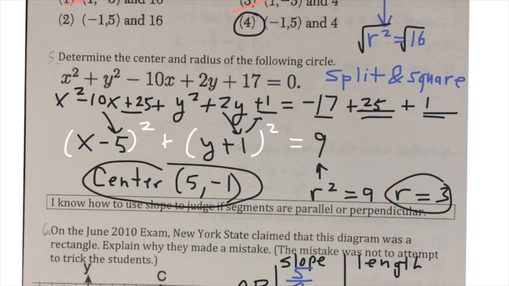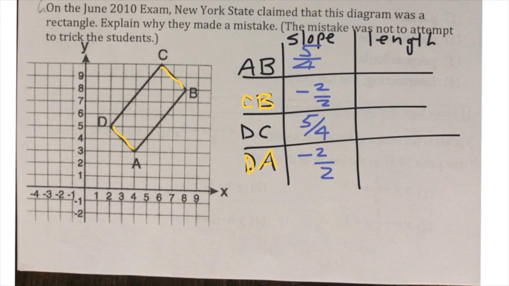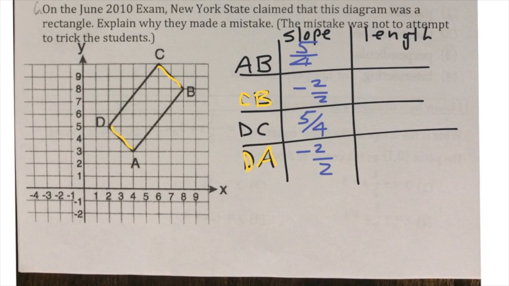Looking at question number 6, this actually did happen on the exam, the June 2010 exam. There was a question that involved something that the New York State Regents called a rectangle, and it wasn't a rectangle. And I've already given myself a head start on this question here. To be able to identify different shapes in terms of what they are, knowing their slopes and lengths can be very helpful.